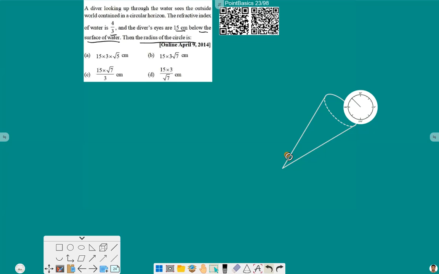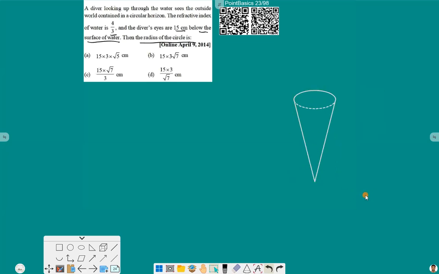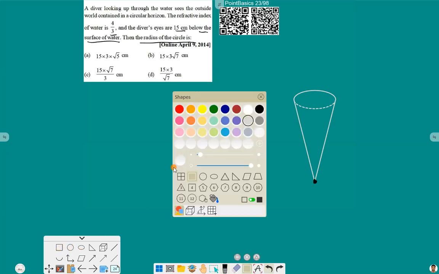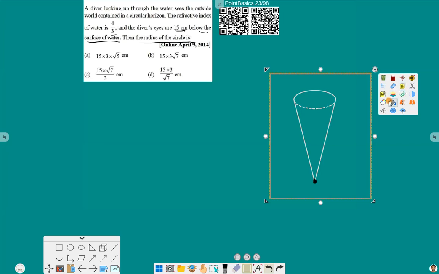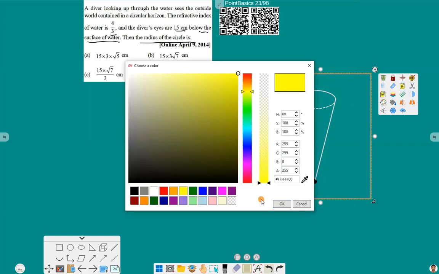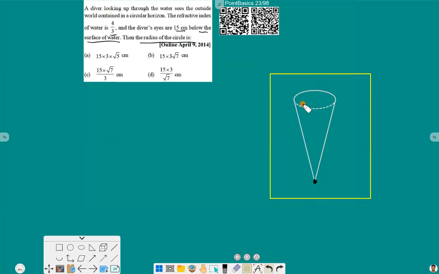I need to rotate it. Yes. So what is happening here? Suppose here is the driver, and this whole system is in some material of refractive index. Let me change the color. So this whole is in some material of refractive index, and that refractive index is 4 by 3.